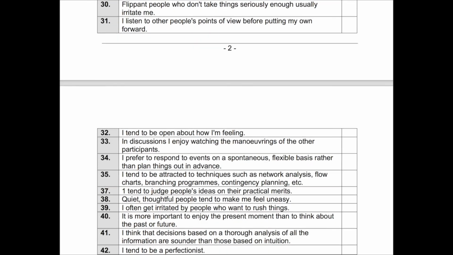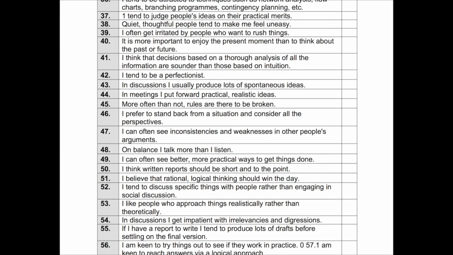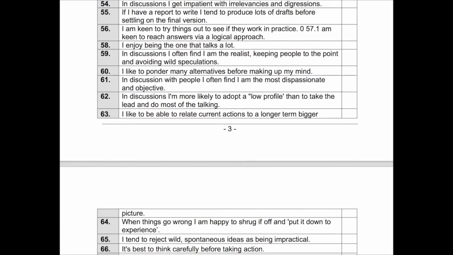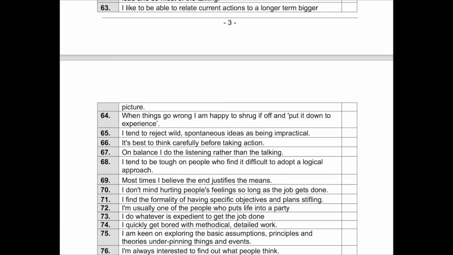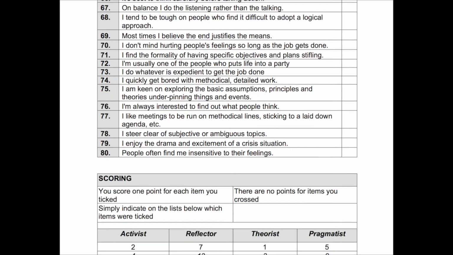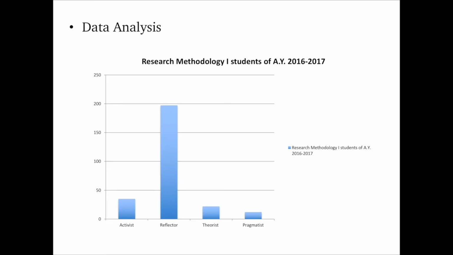Using the measurement of Kolb's learning style, we were able to compute each student's learning style based on their answers on the survey conducted. After which, we sorted out the population according to their program. From there, we computed the frequency, cumulative frequency, percentage, and cumulative percentage. This graph summarizes all data obtained, taking note that the reflector is the most common among all the students.